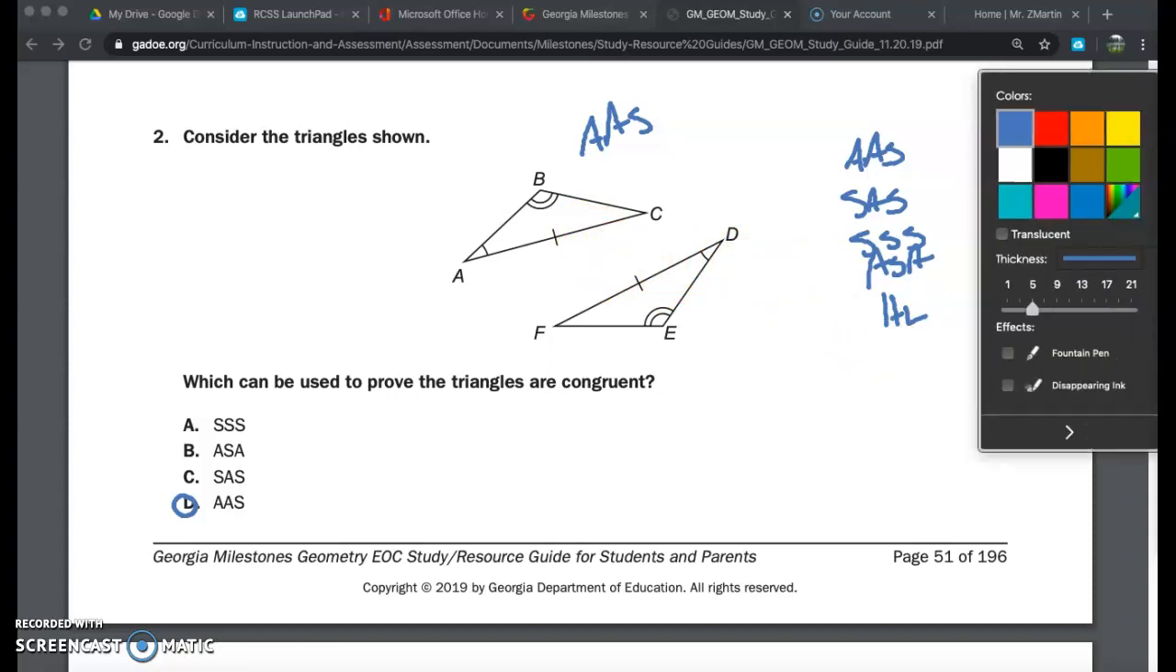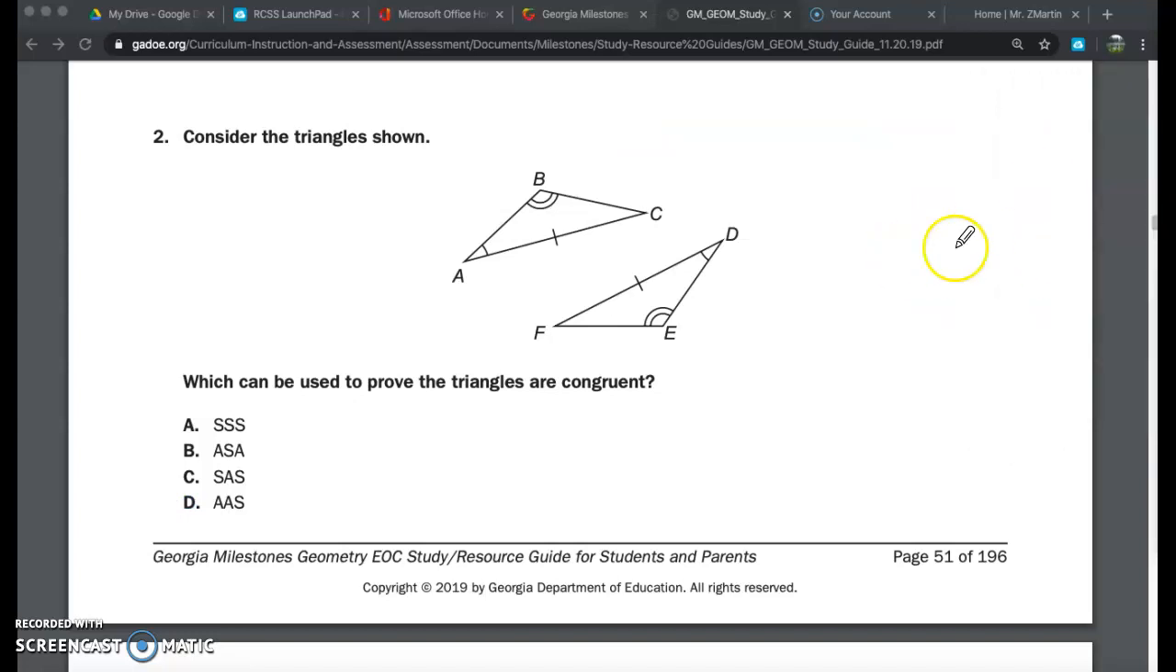All right, let's get rid of that. Let's try to move down the page.